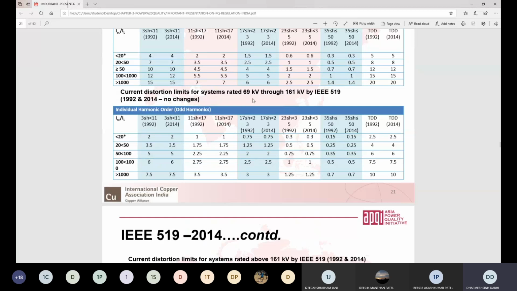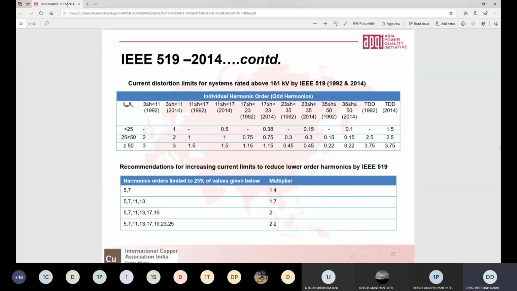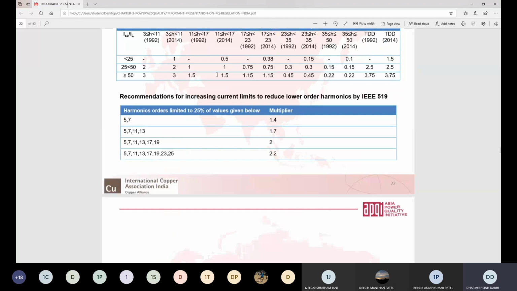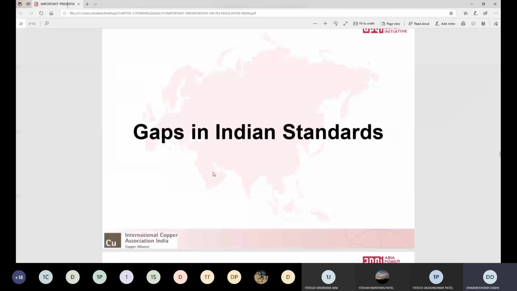Here these standards are for 69 kV to 161 kV. In the same way, for different current ratios, they have different percentages for different orders of the harmonics. Then for more than 161 kV, these are the different values for the percentage. So all are the IEEE 519 standards. In detail, it is available in the documents of the IEEE 519 standard. I will provide the document related to this.